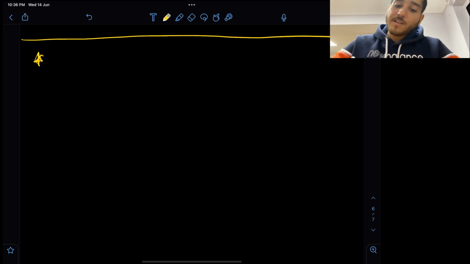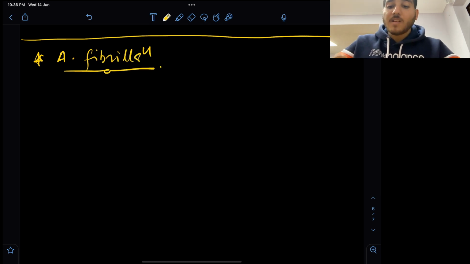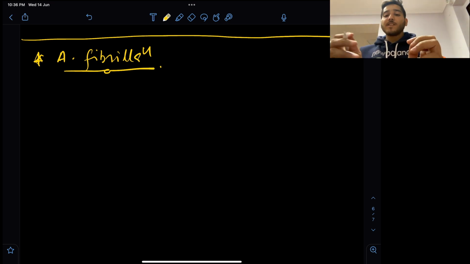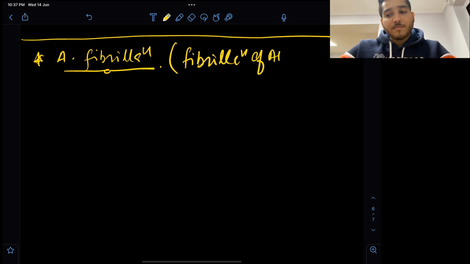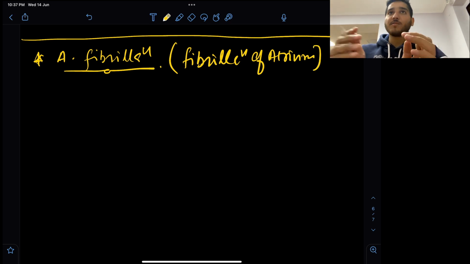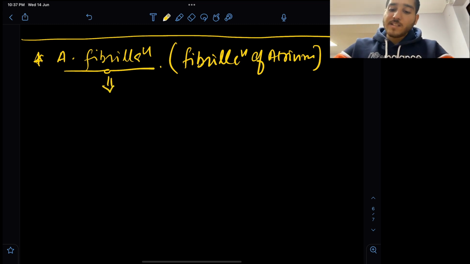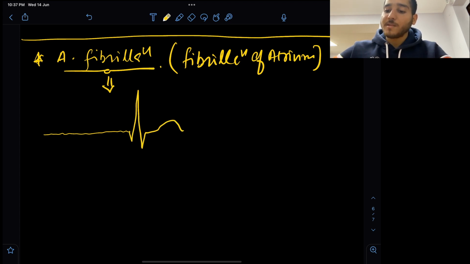Then comes atrial fibrillation. In atrial fibrillation there's fibrillation of the atrium. Fibrillation means the atria are not contracting normally, they are just fibrillating. So in the ECG there will be no P wave, because there's no atrial contraction, but there are ventricular contractions that might come in between.